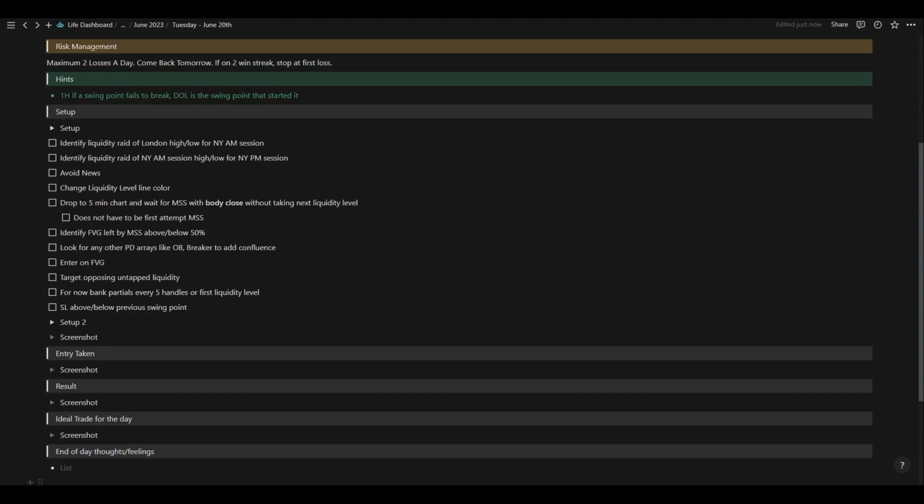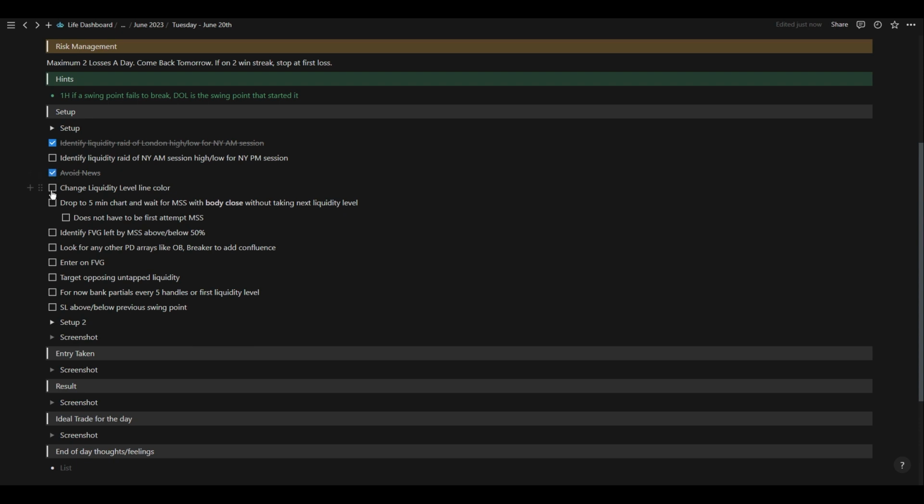Literal check boxes. So what I do is I actually go through and check all of these off manually. It just really helps me visualize like this. I've checked all the boxes, enter the trade, period. So like I explained, we look for that liquidity run of the previous session you're in. You avoid the news, obviously.